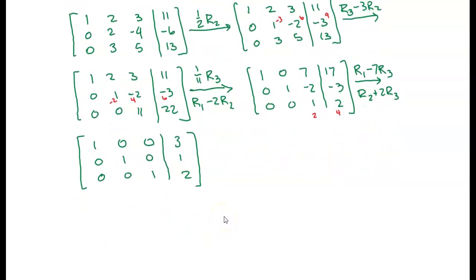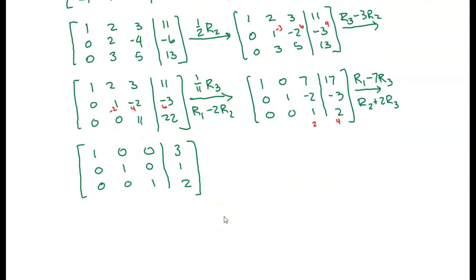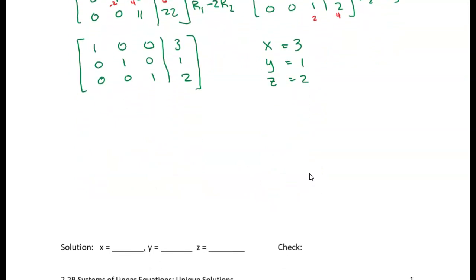Because if I just take that augmented matrix and turn it back into equations, this augmented matrix is equivalent to the system of equations that tells me that 1x plus 0y plus 0z is equal to 3. 0x plus 1y plus 0z is equal to 1. And then 0x plus 0y plus 1z is equal to 2. So I can put my solution down here. My solution is 3, 1, 2.